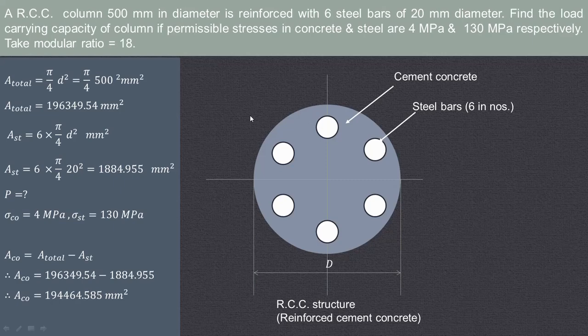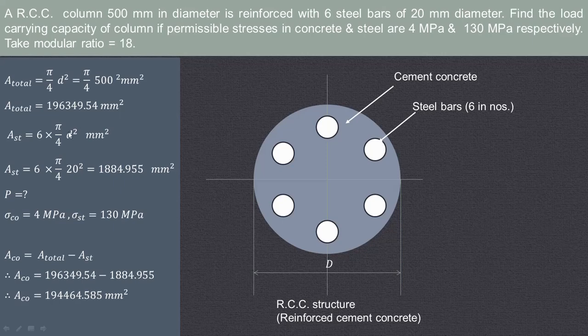Now let us solve this example. So total area will be equal to pi by 4 d square, where d is 500. So total area will be 196349.54 mm square. Now there are 6 steel bars as shown in the figure.